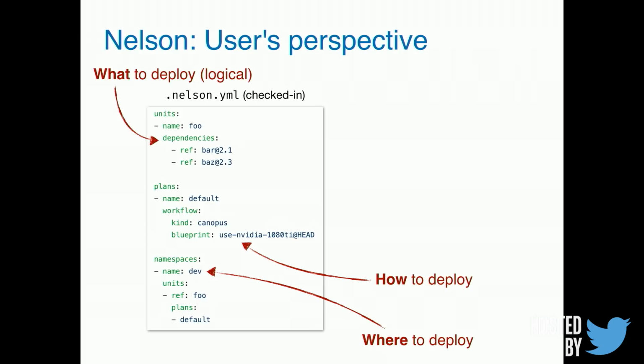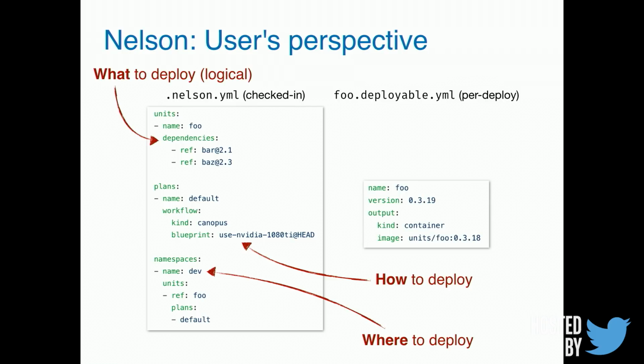And then finally, the last section, we have namespaces, which is the actual where to deploy. You can think of these as Kubernetes namespaces, which is true for the Kubernetes backend of Nelson. I'll talk a little bit about that later. For Nomad, I believe these are more or less logical, maintained internally. And this section is also where everything is tied together, where we're saying for the dev namespace, I'm going to deploy foo with this given plan.